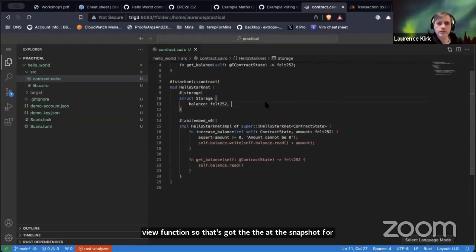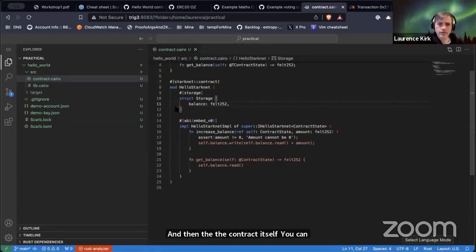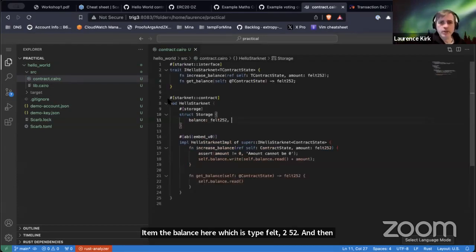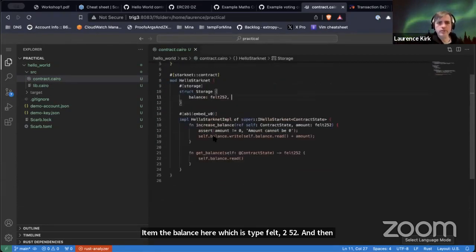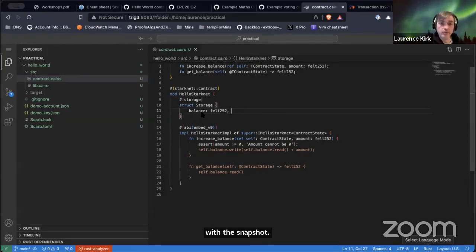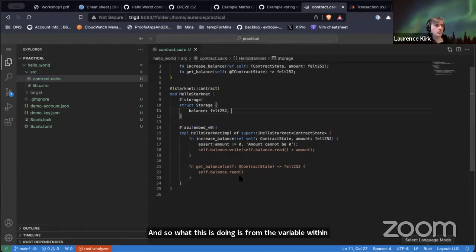And then the contract itself, you can see here the area for storage. So we've got our storage, it's just one item, the balance here, which is type felt252. And then we have the actual implementation of this interface, implementing these functions. So we've got the get balance function at the bottom here, as you can see with the snapshot. What this is doing is from the variable within our storage, it's doing read. This is the way that we actually get the item from that.